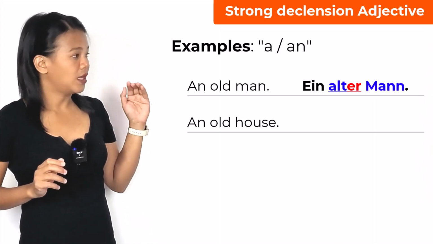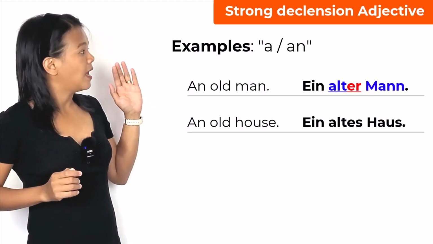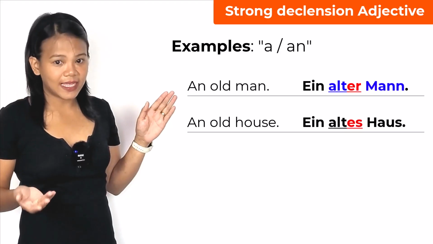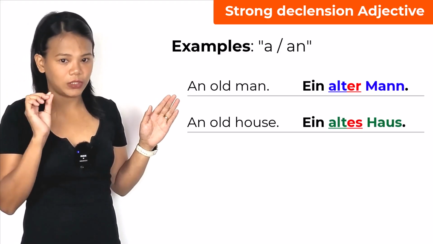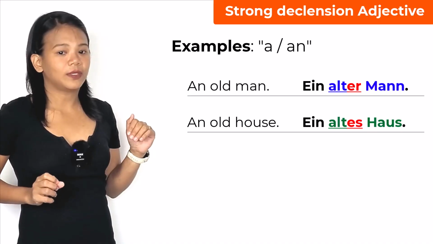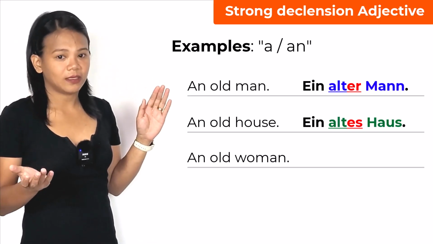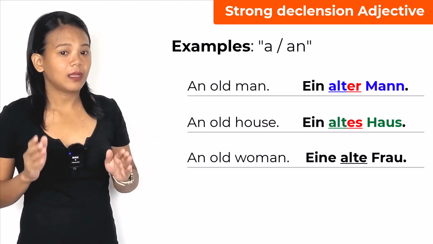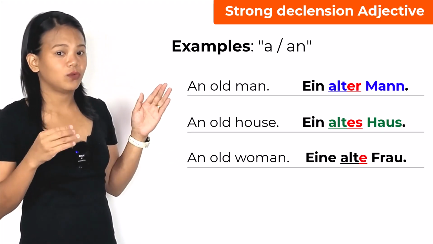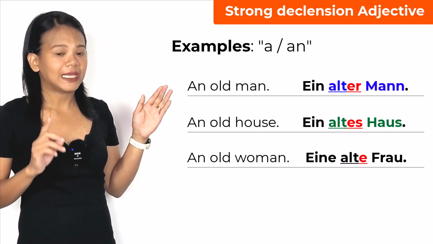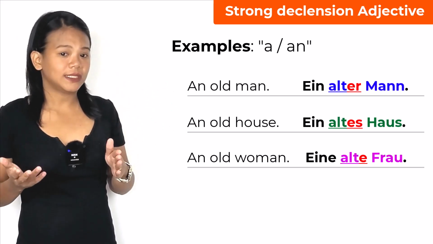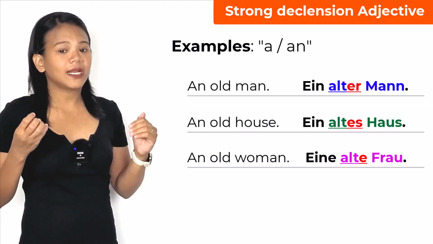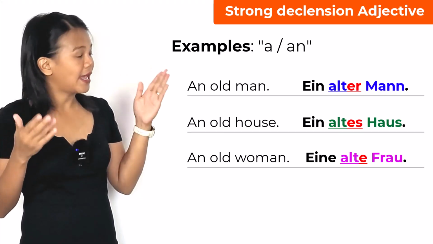Another example, an old house. Ein altes Haus. The adjective alt becomes altes, ending with S because house is neuter. Another example, an old woman. Eine alte Frau. The adjective alt becomes alte, ending with E because Frau is feminine. Notice that eine also ends with E because Frau is feminine, but the strong declension part is on the adjective.